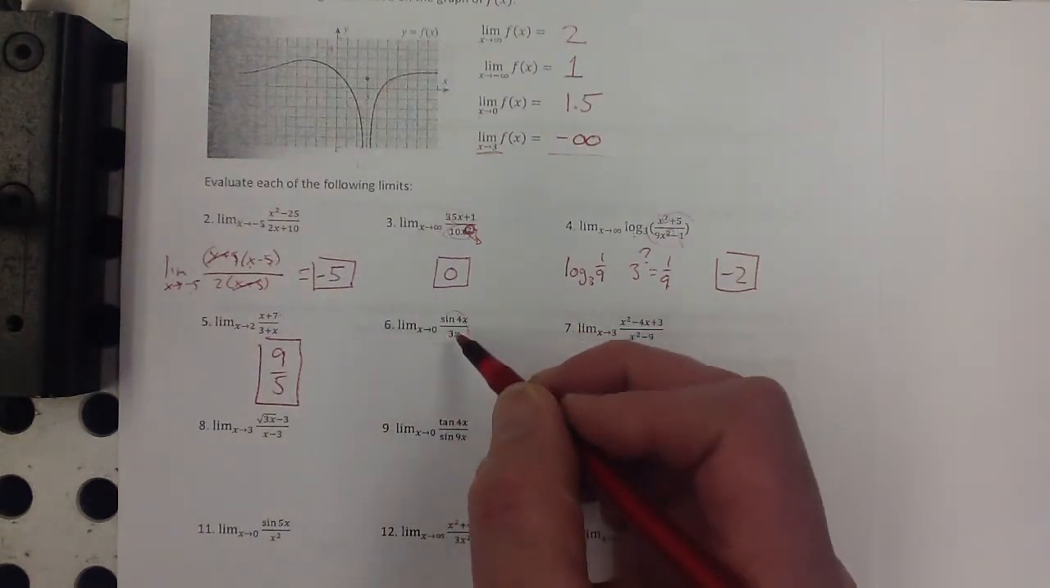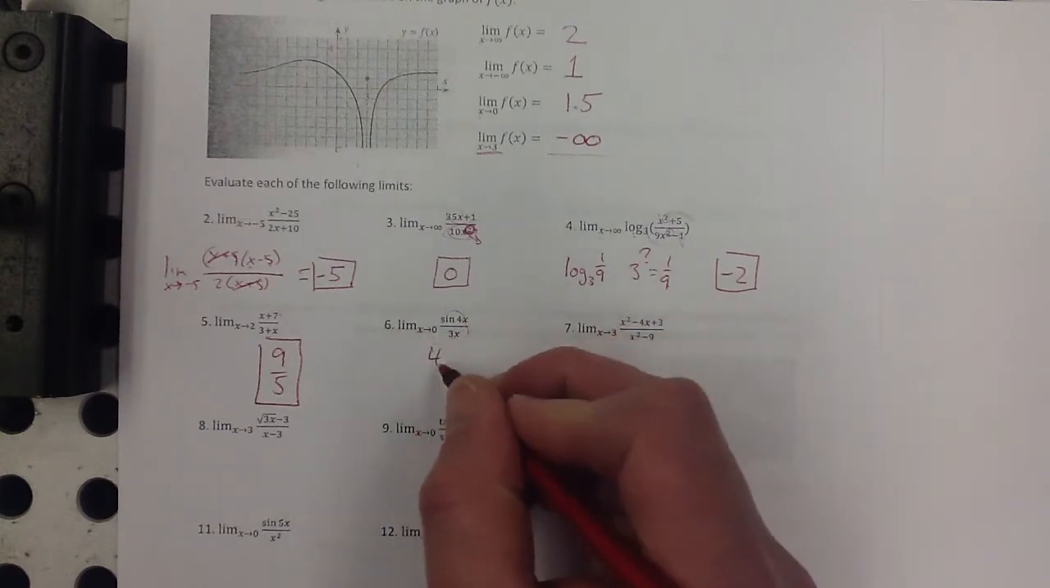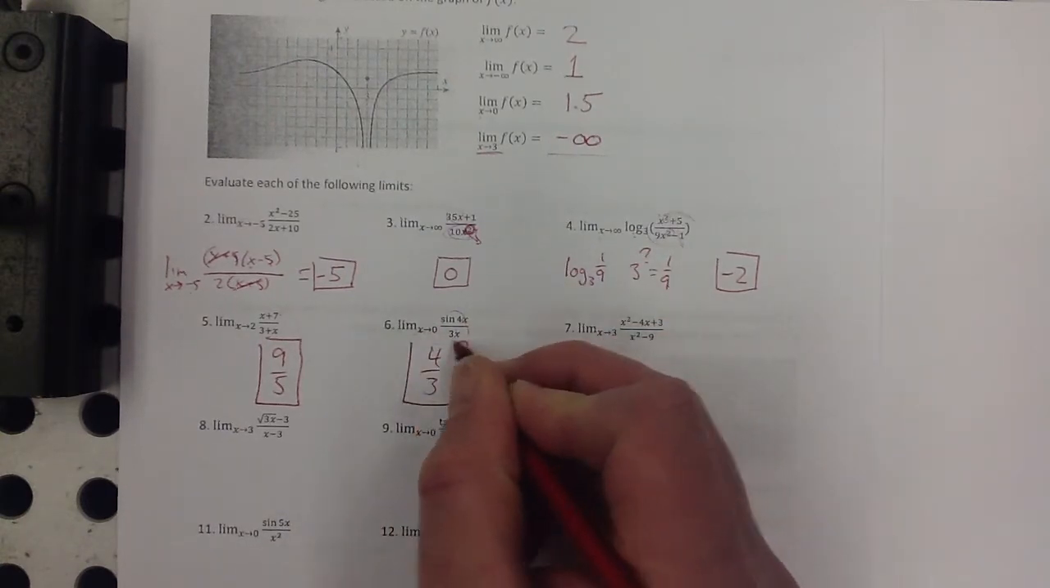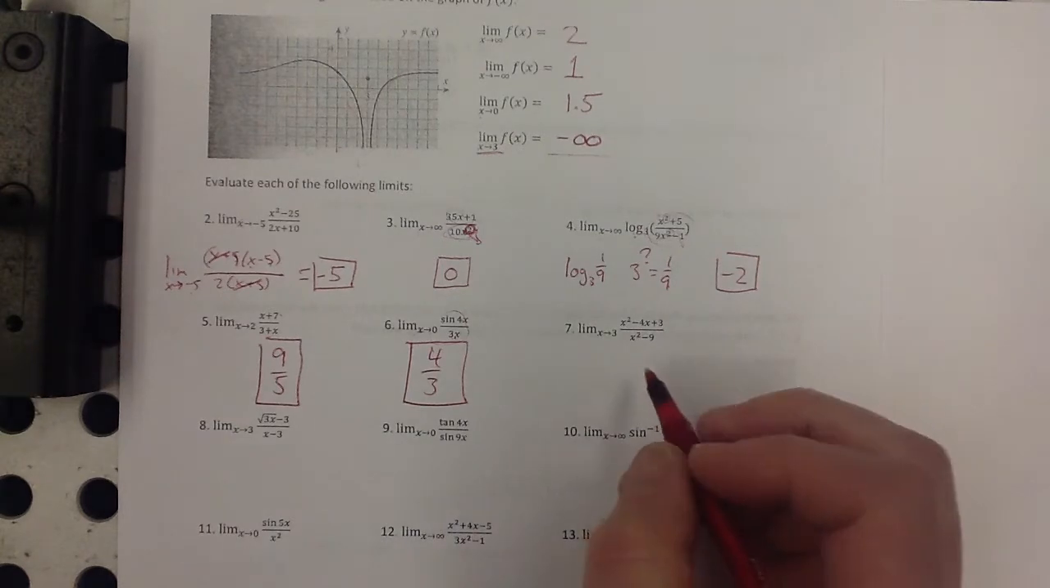Here, this is from section 2.6. The sine of 4x over 3x as x approaches 0 is just 4/3. You can go back and review the 2.6 notes and examples if you need some support for that.